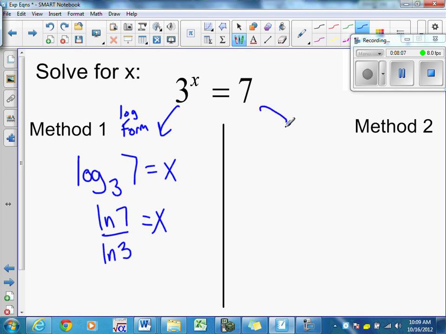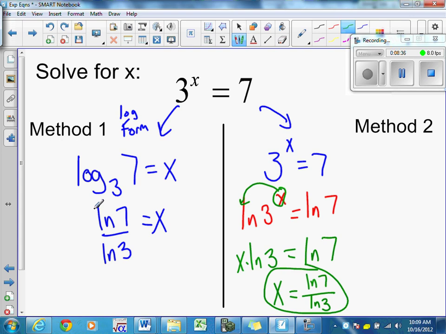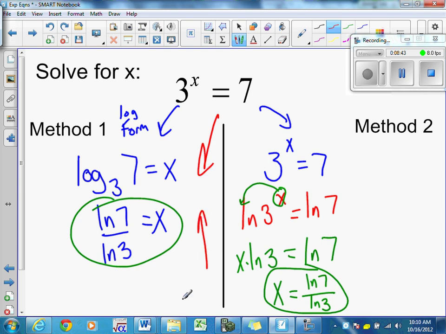Now, the other method you could use is go back to how we got the change of base formula in the first place. You could take the natural log of both sides. That would then move this exponent down. Now it's multiplication, so now you can divide, and you get natural log of 7 over natural log of 3. Same answer, 2 ways.